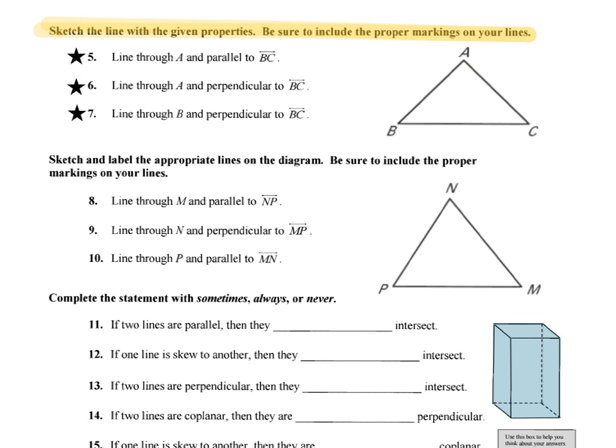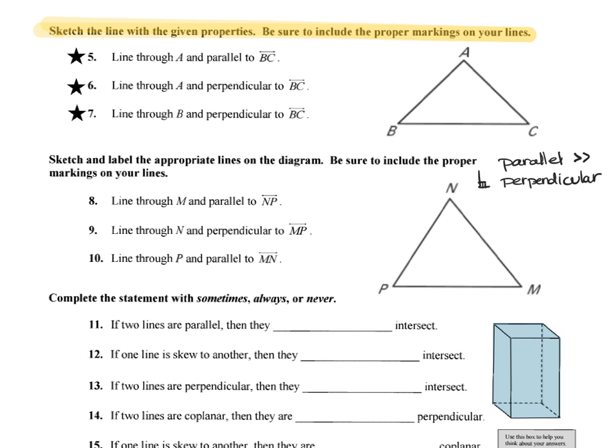Remembering when we talk about parallel lines, we have to draw the arrows, and when we talk about perpendicular, you have to put the little box in the corner. So we need to make sure that we have those marked. Let me show you how I like to think these problems through.